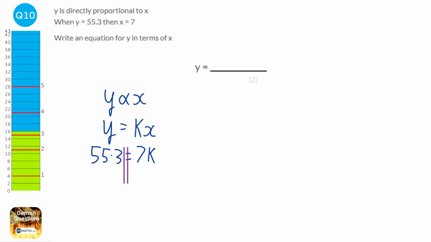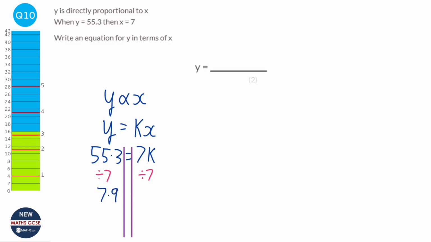And we're just going to put our lines in and solve this. So it's going to be divide by 7 both sides. And 55.3 divided by 7 is 7.9. And that's what k is. So we're going to rewrite this formula, y equals 7.9x, and that is actually our answer.